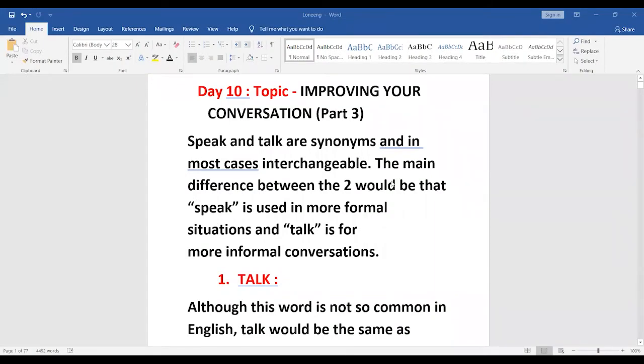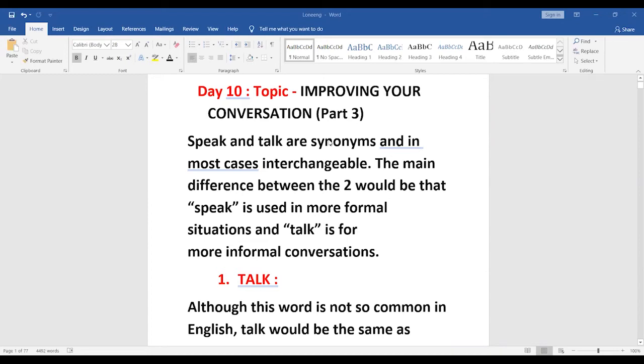So, hi there. Today is day 10, and the topic for today is improving your conversations. Now, this is the last part and the third part. Okay, so today we are going to see a little bit of grammar and a little bit of vocabulary.